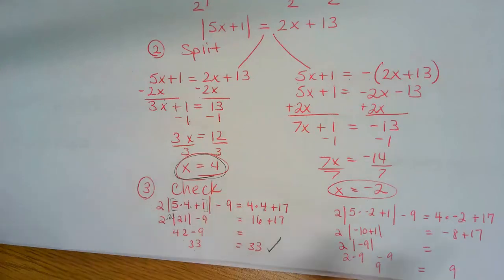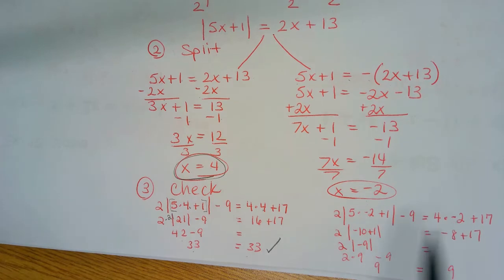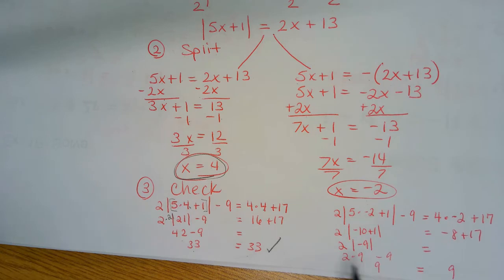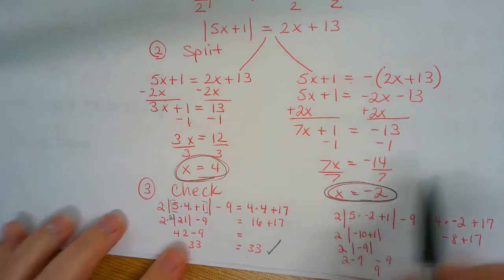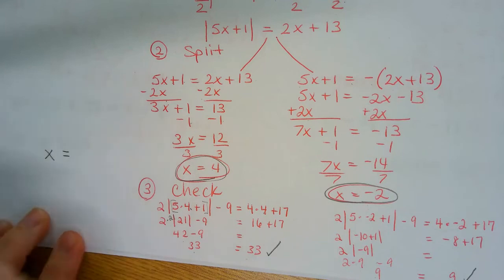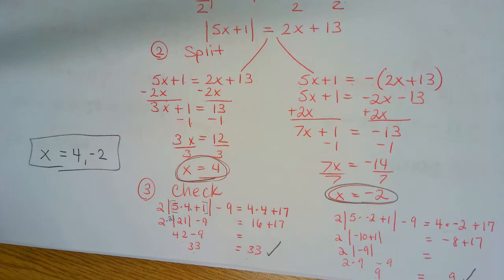Then I would also come back and plug in negative 2 as well. So everywhere where there was an x, I plugged in negative 2. So I type in everything in the absolute value, so that gave me negative 9. The absolute value of a negative 9 is a positive 9. Okay, so then I'm doing order of operations. 2 times 9 minus 9, that's going to give me 9. And then on the right side, you can type that in your calculator and you get 9. So that one also checks. So that's why you would write down both of these guys as an answer. So x would equal 4 and negative 2 for your final answer.